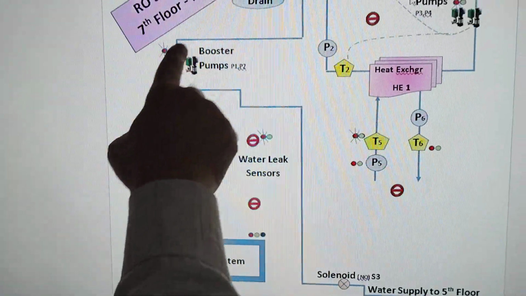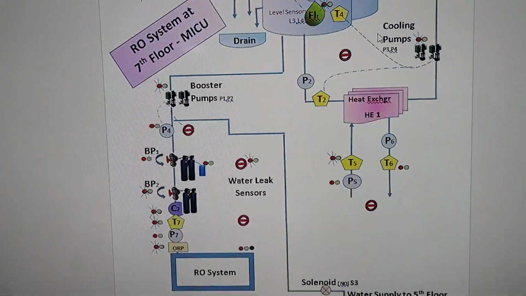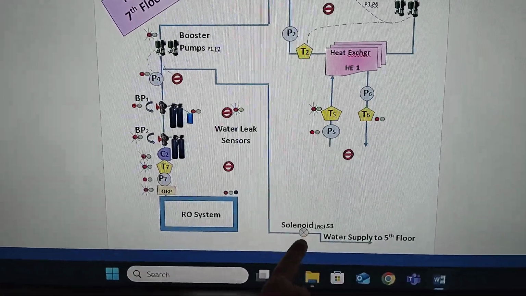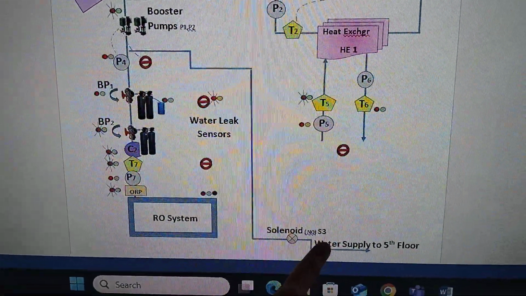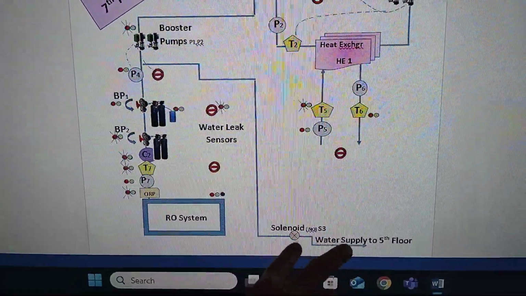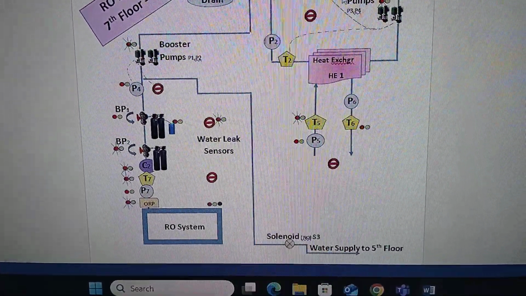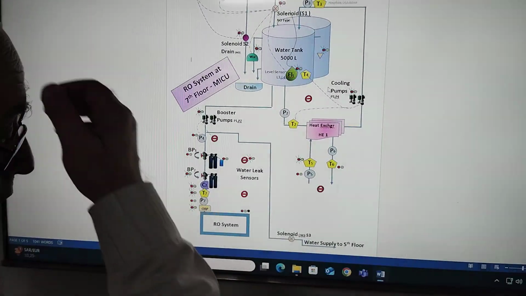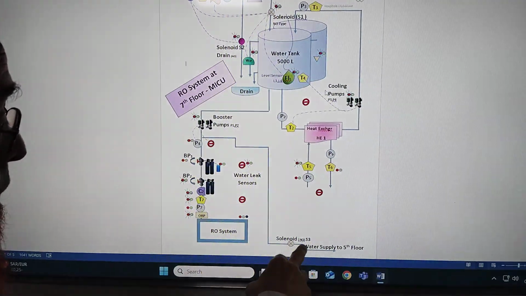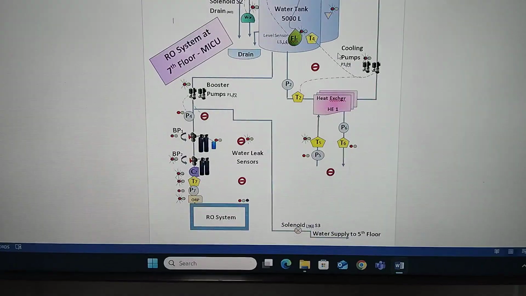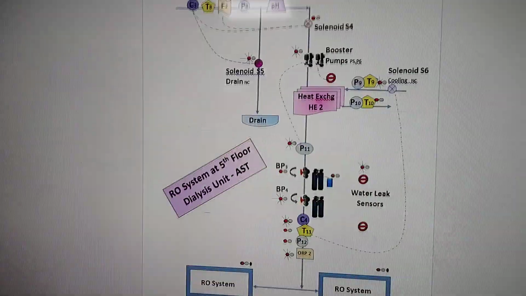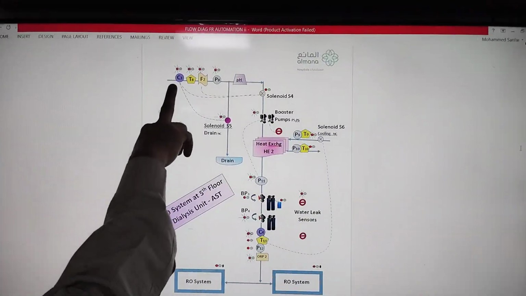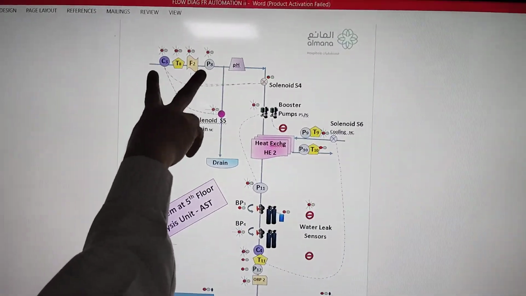And another line from after the booster pump will go to the 5th floor, down into the dialysis unit, where it is connected through a solenoid S3. In case of any problem or something like that, this can be shut off, and then the water supply can be cut off to the 5th floor. If any leakage or any problem over there in the 5th floor, it can go down. Then the water comes into the 5th floor through the same sensors.